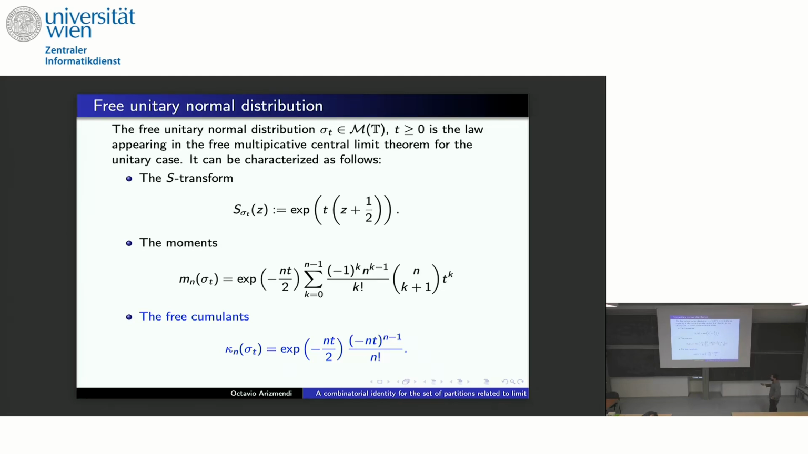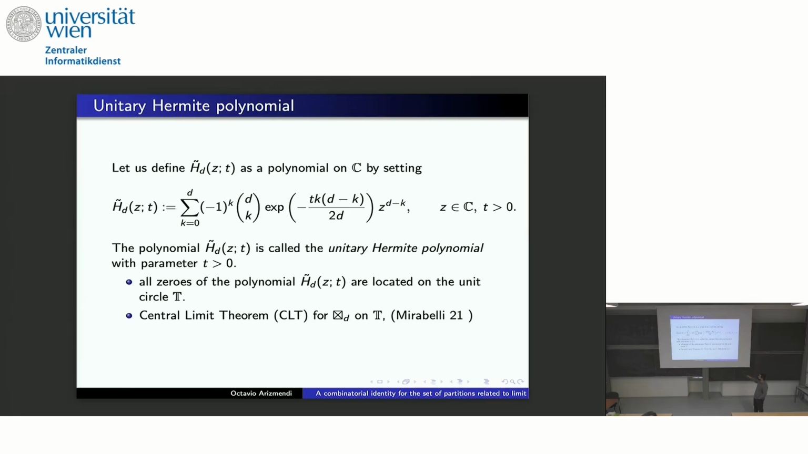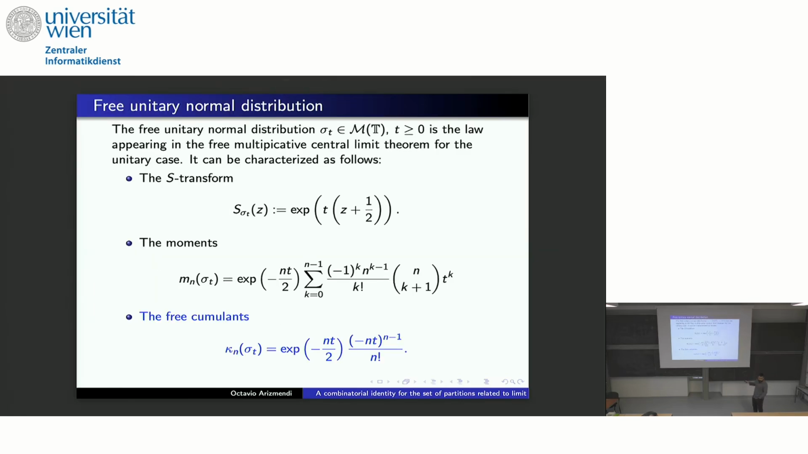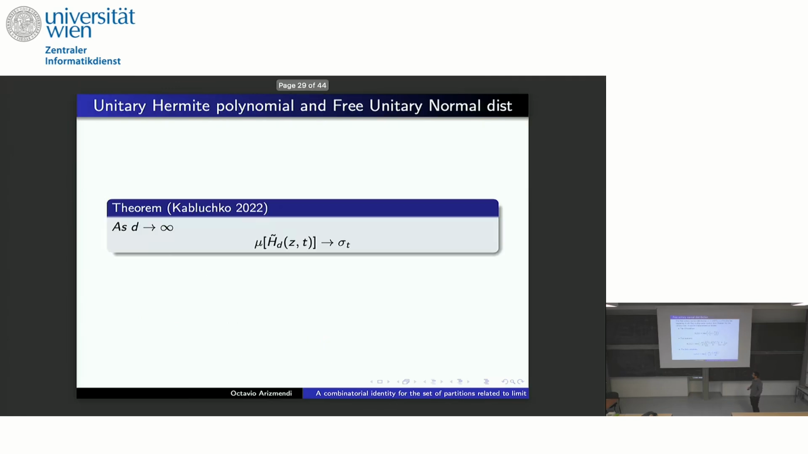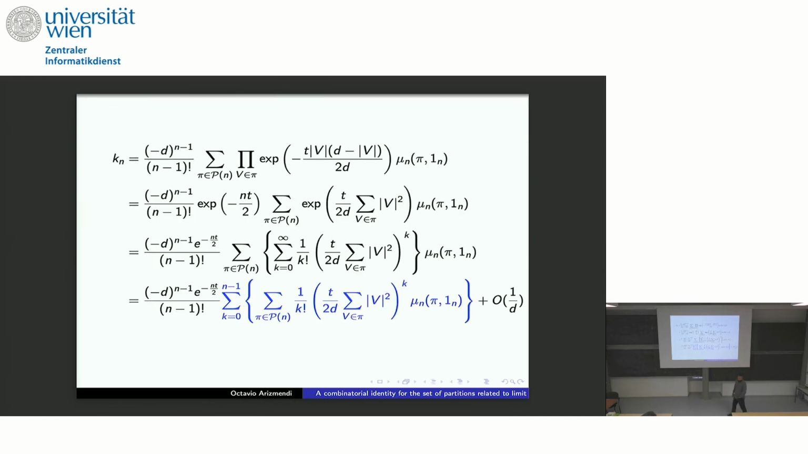So our goal is to prove that the finite free cumulants of this polynomial converge to the free cumulants of the free unitary normal. As I mentioned, this was proved by Kabluchko using analytic tools. The question is: can we use finite free cumulants to prove Kabluchko's result? And this is the complicated part, and now you will need to pay attention to the formulas.